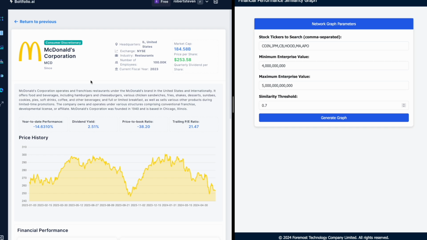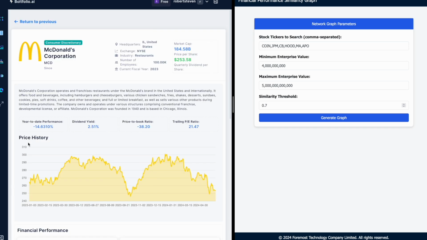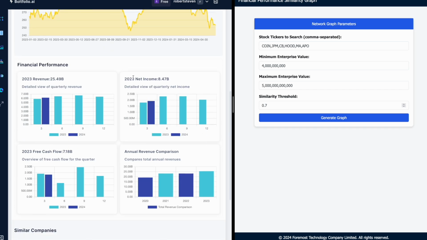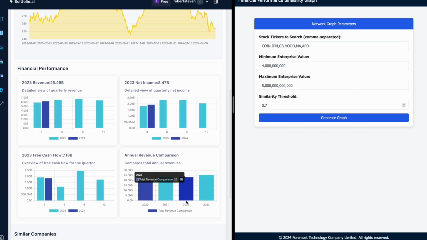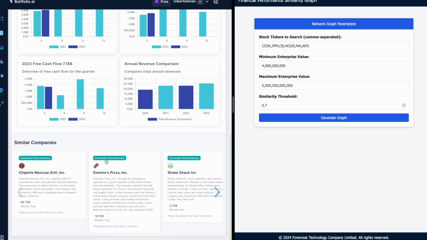But what it doesn't take into consideration when we're doing this similar company search is we're not looking at the price history of the stock, and we're not looking at the financial performance. So if we just wanted to look at a company from their financial performance perspective and say, what is a company that has similar financial performance, right? The current implementation of our similar companies does not take that into consideration, right?